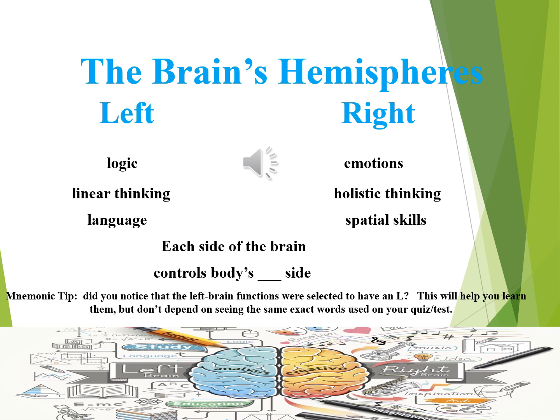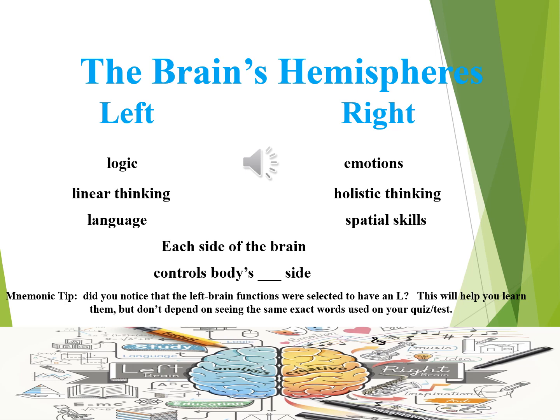So let's consider the left and right hemispheres, in other words, the left and right sides of the brain. Our brain is lateralized, meaning each side has slightly different functions. The left is a logical side. If you're into Star Trek, it's the Mr. Spock side. It also prefers linear thinking.